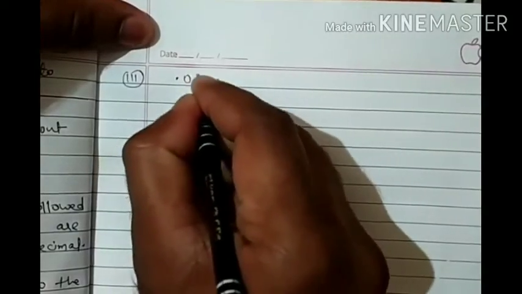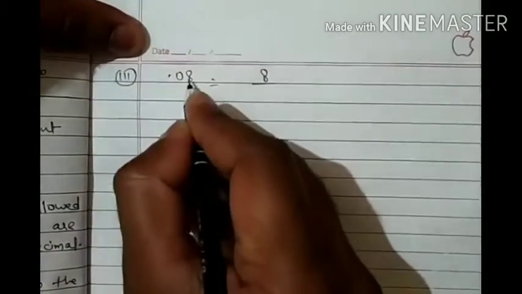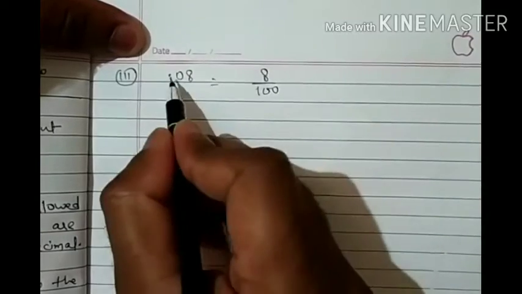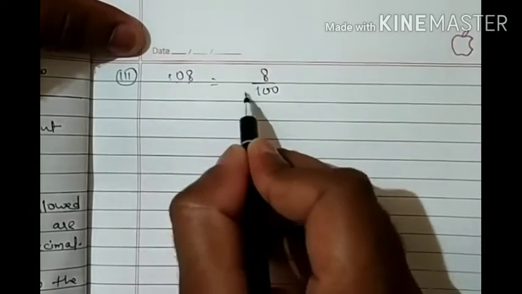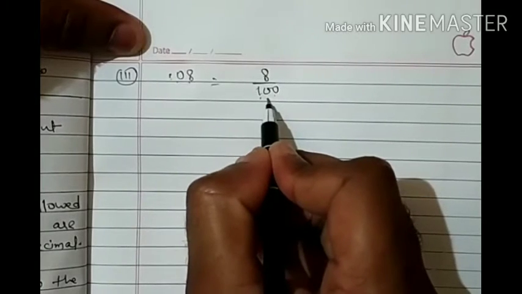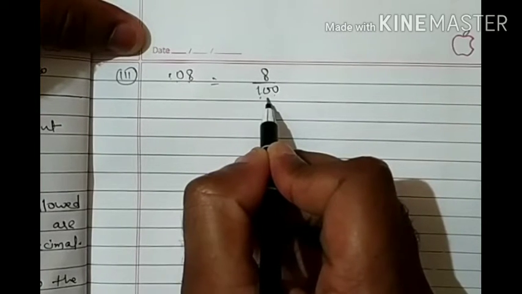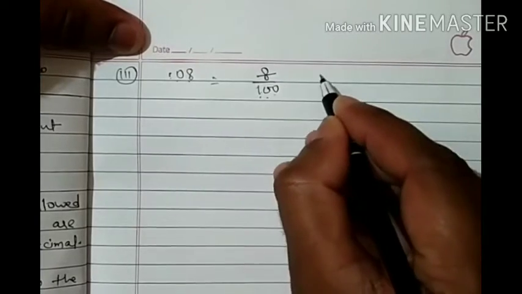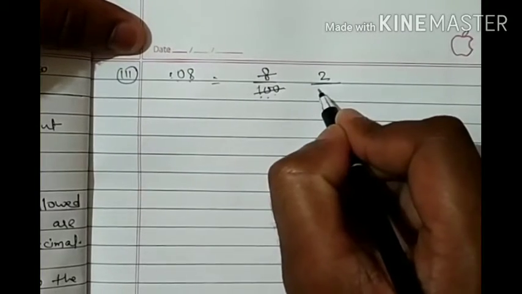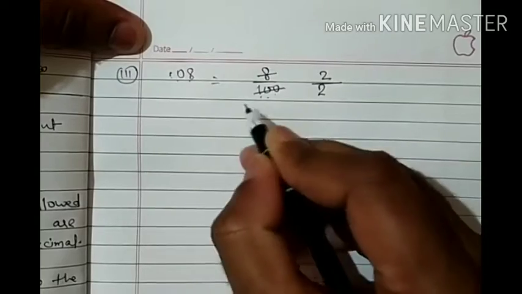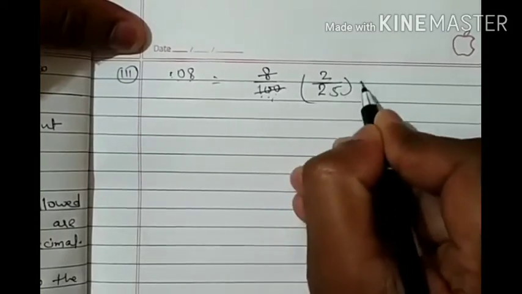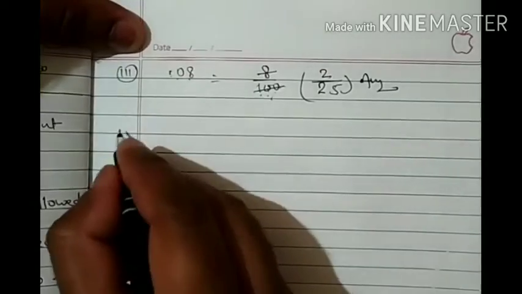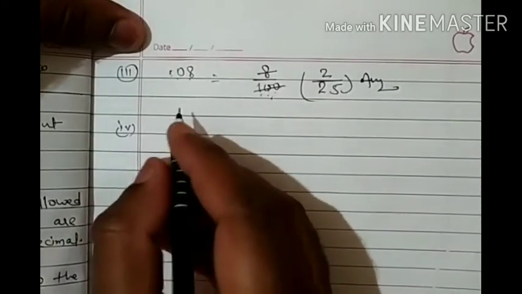Example 3: 0.08. It can be written as 8 over 100, or since on the right side of the decimal point we had 2 digits, we write 2 zeros followed by 1, so 8 by 100. We can divide it by any number. Let's say 4: 4 twos are 8, and 4 twos are 8, remainder 2, 0 is 20, 4 fives are 20. 2 by 25 is the required fraction. Let's take one more example.